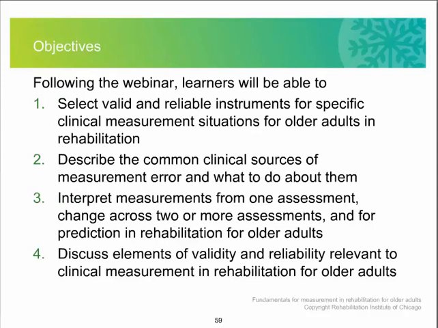That brings us to the end of the webinar. We would like to review the objectives. Following the webinar, learners will be able to select valid and reliable instruments for specific clinical measurement situations for older adults in rehabilitation. Learners will be able to describe the common clinical sources of measurement error and understand what to do about them. Learners will be able to interpret measurements from one assessment, change across two or more assessments, and for prediction in rehabilitation for older adults. And learners will be able to discuss elements of validity and reliability relevant to clinical measurement in rehabilitation for older adults.